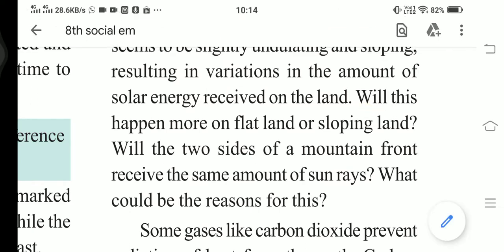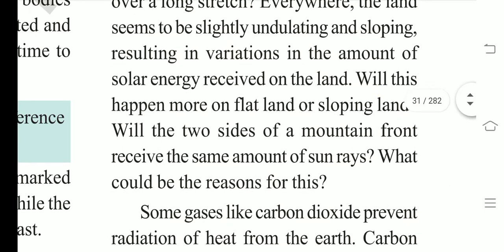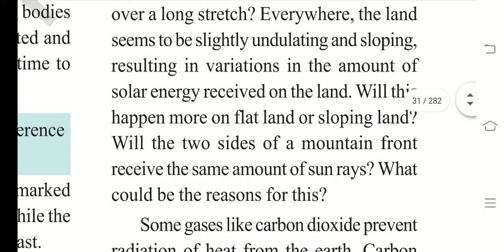The undulating nature and sloping result in the heat absorbed by the land being different, right? So there is a variation in the amount of insolation received by the land due to the unevenness of the land, or the non-uniformity of the land surface. The land surface is not uniform, right?